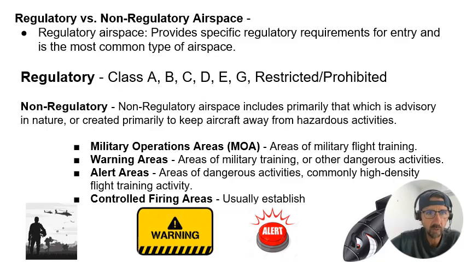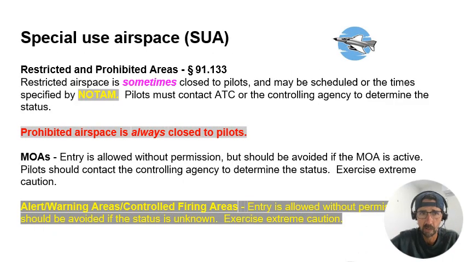Regulatory versus non-regulatory. Regulatory airspace is A, B, C, D, E, G, restricted, and prohibited. Those are regulatory airspace. And then non-regulatory airspace: these are airspaces that include primarily that which is advisory in nature. So these are advisory types of airspaces: military operation areas, warning areas, alert areas, and controlled firing areas.